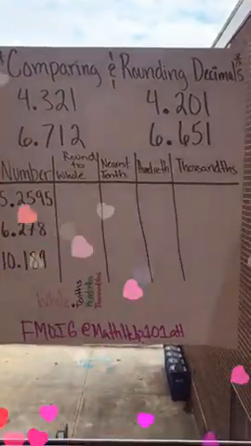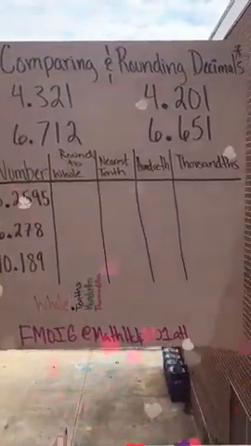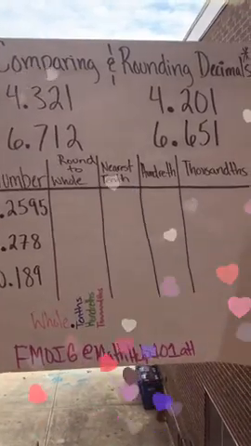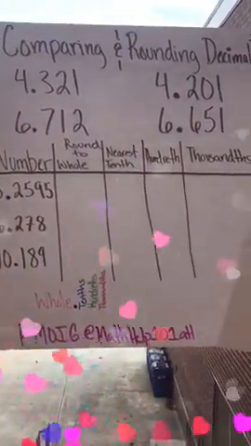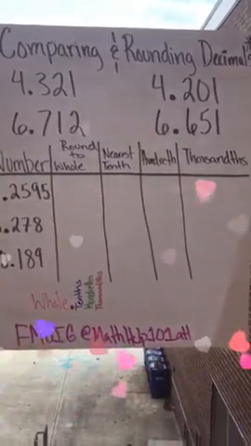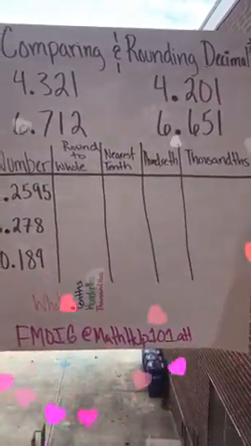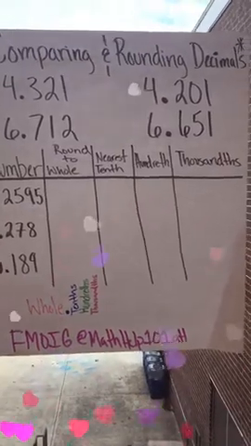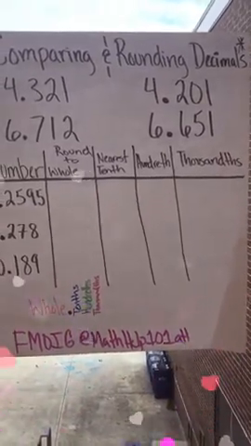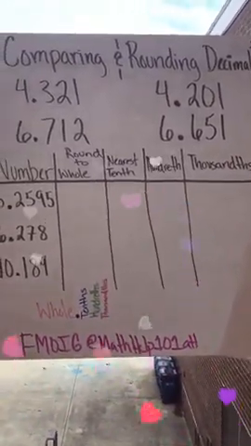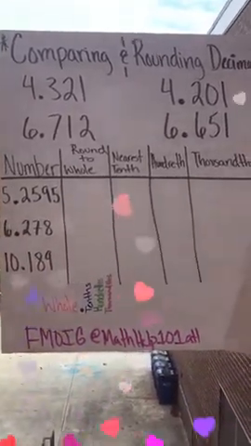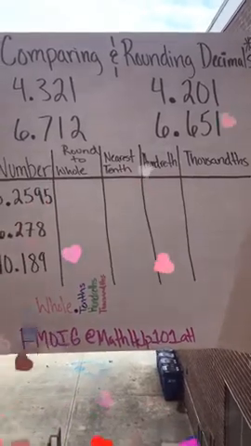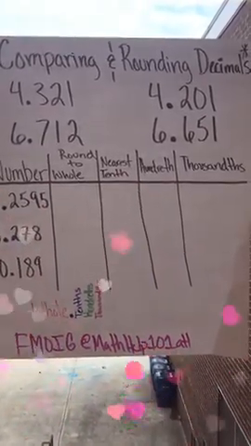Alrighty, so here we're going to do a quick video on comparing and rounding decimals. First, we need to put the greater than or less than sign for the first two numbers, 4 and 321 thousandths, and we're comparing it to 4 and 201 thousandths. So they both have 4 as the whole number, so we need to look in the tens place to determine who has the largest value.